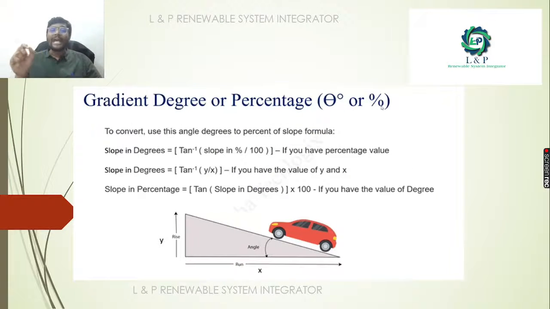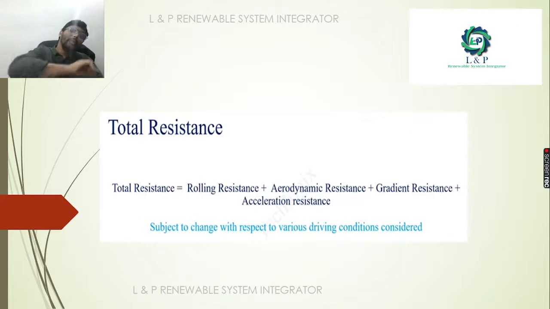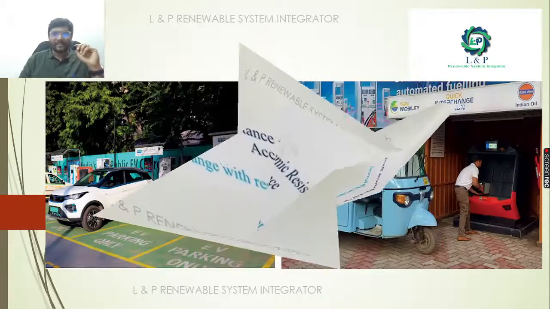Apart from it, we need to know the gradient, whether it is in degrees or in percentage. In order to calculate the slope in degrees, you can use these formulas for your calculations. We also need to know the total resistance. Once we calculate the rolling resistance, aerodynamic resistance, gradient resistance, and acceleration resistance, we can calculate the total resistance, which is subject to change with reference to the various driving conditions.